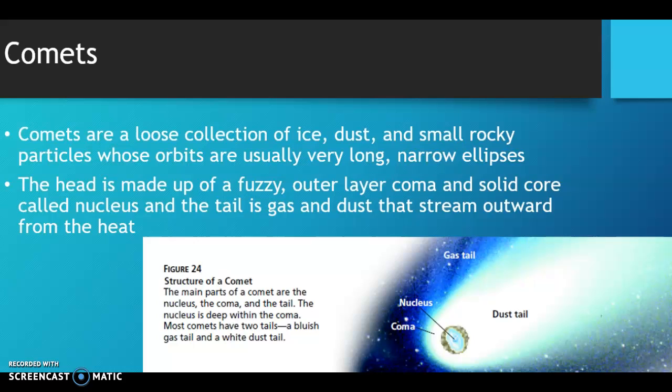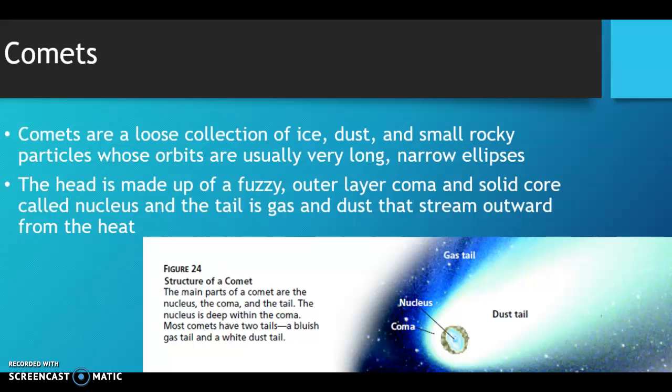So for instance, comets. Comets are a loose collection of ice, dust, and small rocky particles. They have very long, narrow ellipses. If you look on the next slide, I'll explain that a little bit better. But because of that, you don't see comets on a regular basis.